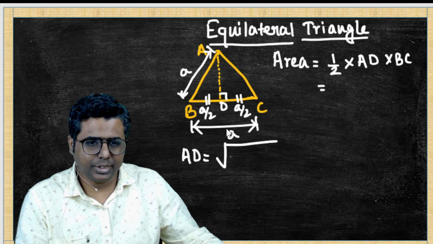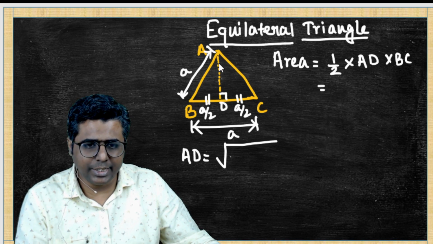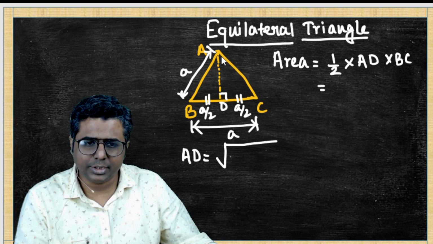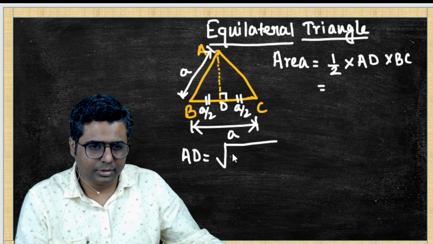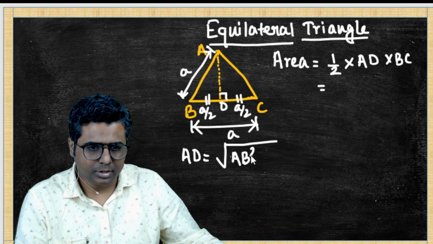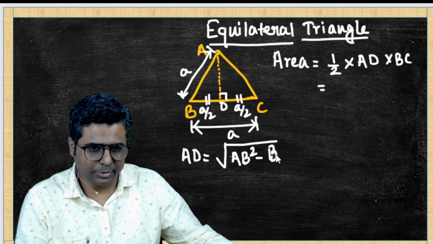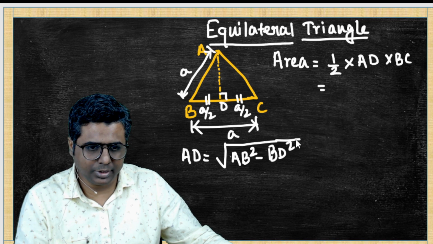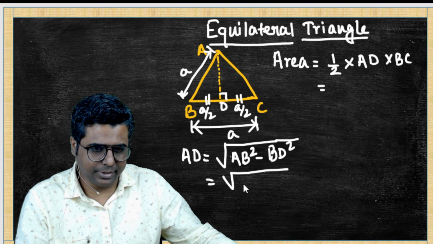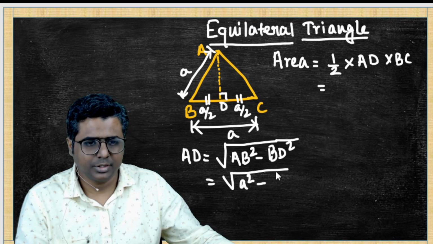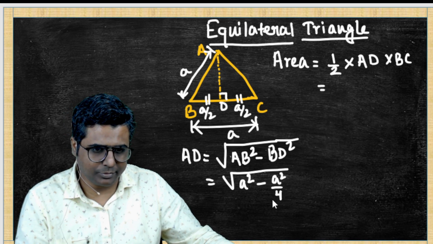How? See, if you consider this triangle ABD, then AB is the hypotenuse and AD is the height, or you can take this as perpendicular. So AD will be equal to root over AB square minus BD square. This is by using Pythagoras theorem. Now what is AB? AB is A, so A square. What is BD? BD is A by 2, so A square by 4.